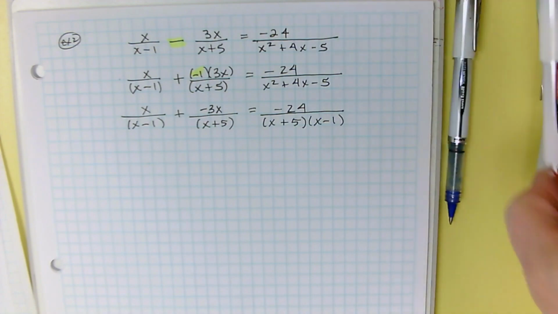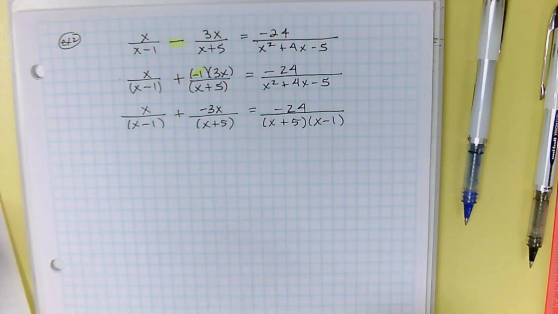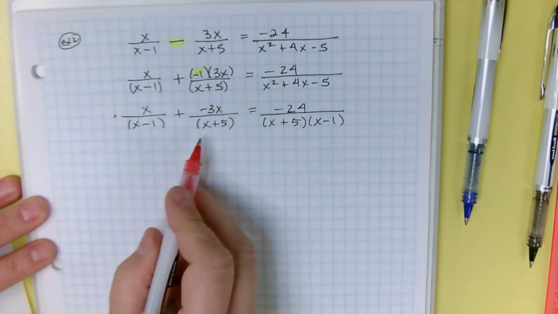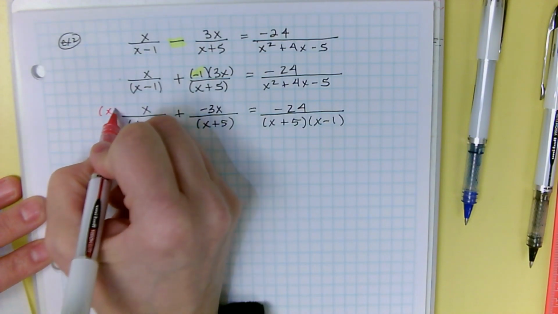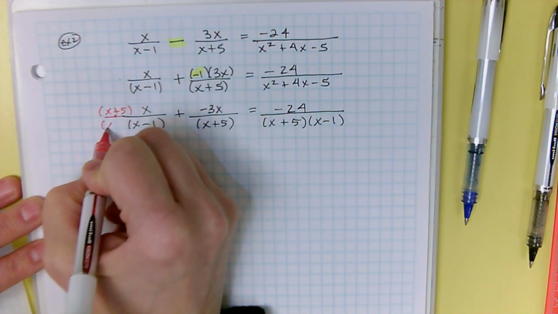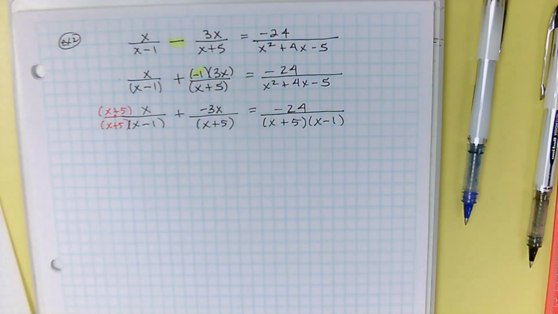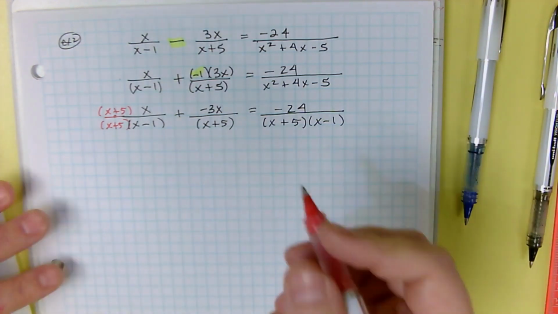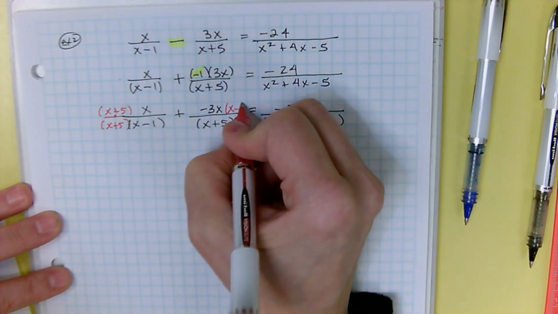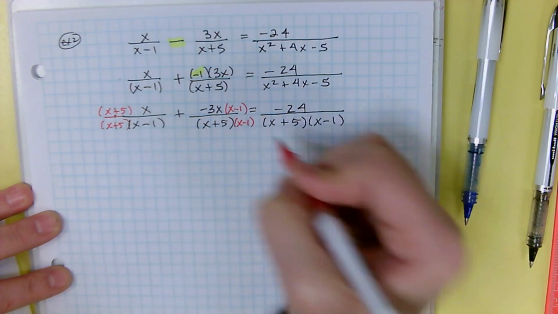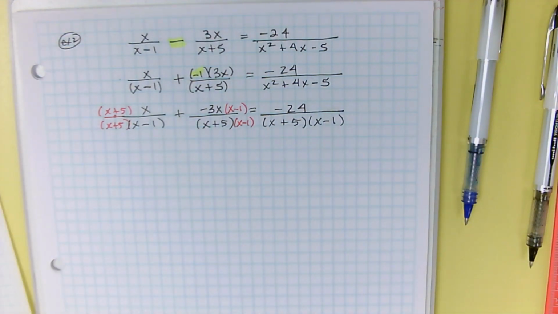So common denominator, multiply by what it's missing over itself. This first fraction is missing an x plus 5. So we multiply by x plus 5 over x plus 5. The middle one is missing an x minus 1. So we multiply by x minus 1 over x minus 1. And the third one already has both. So we're done. They all match.